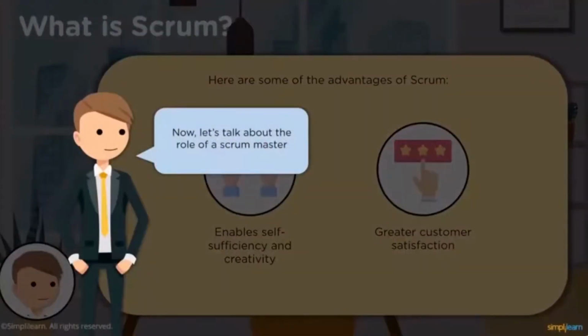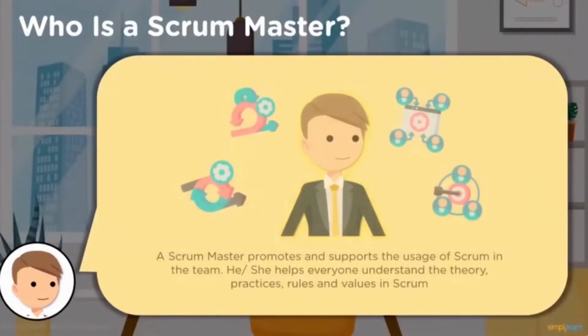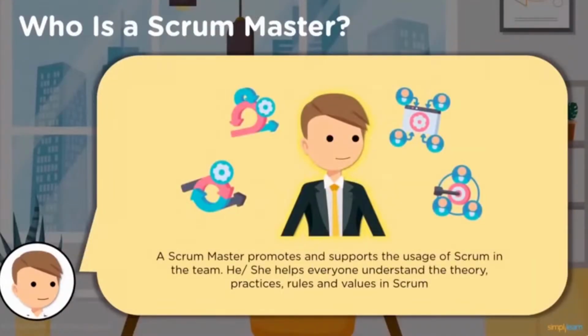Next, let's talk about the role of a Scrum Master. A Scrum Master is an individual who promotes and supports the usage of Scrum practices in the team and the organization. Scrum Masters have a high-level view of the project and help team members perform their tasks better without having to deal with obstacles and distractions.